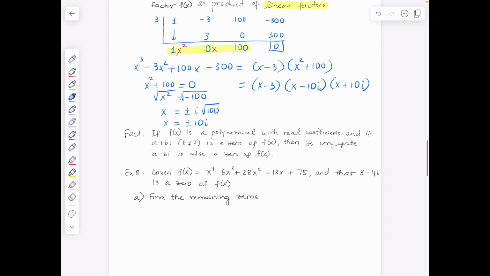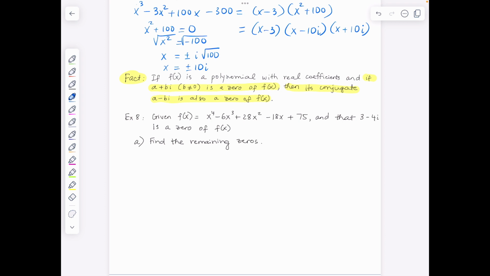Here's a little fun fact. If f of x is a polynomial with real coefficients, and if a plus bi is a zero of f of x, then its conjugate, a minus bi, is also a zero of f of x. Let's look at example 8.